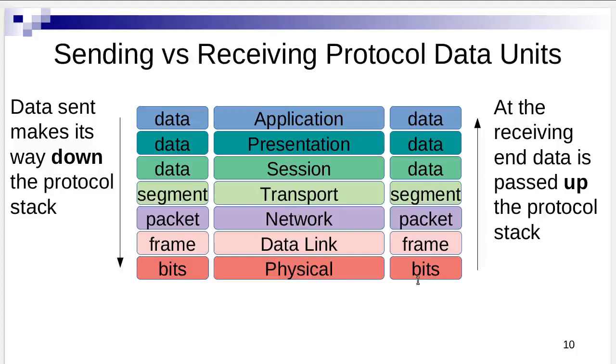But then the server ultimately gets bits of data, which it then assembles into a frame, and inside the frame is a packet, and from inside that packet is a segment that you take out, and that segment is the protocol data unit for the transport layer. And then out of that segment comes data for the session, presentation and application layers. So at the receiving end, your data is passed up the protocol stack.